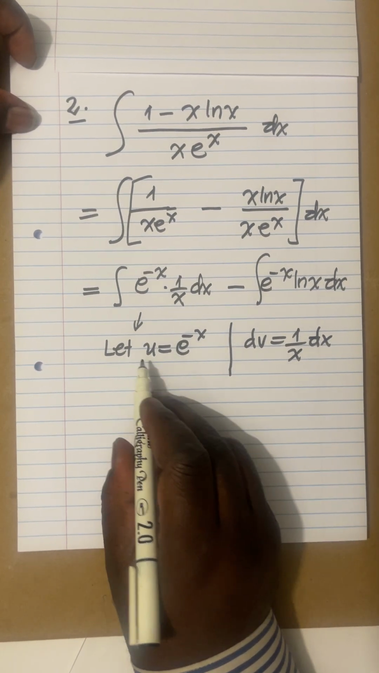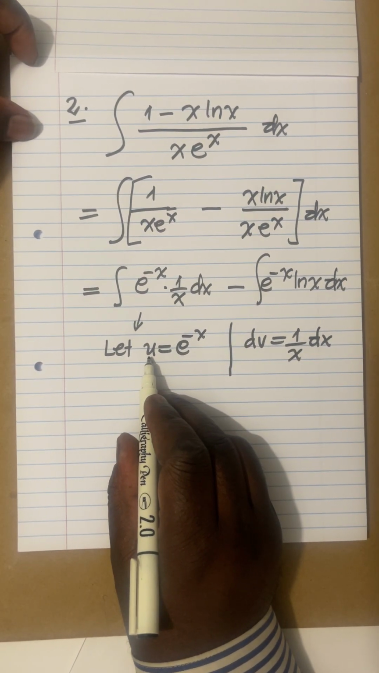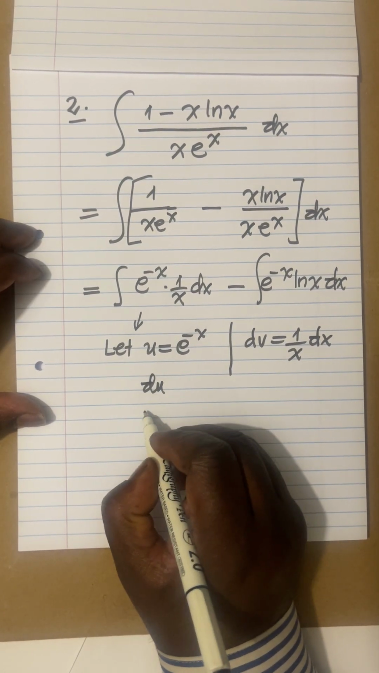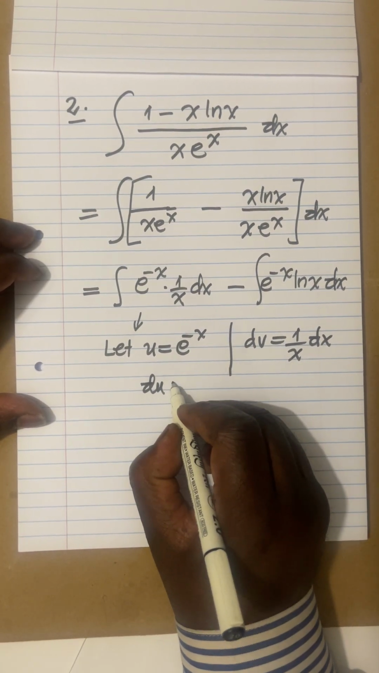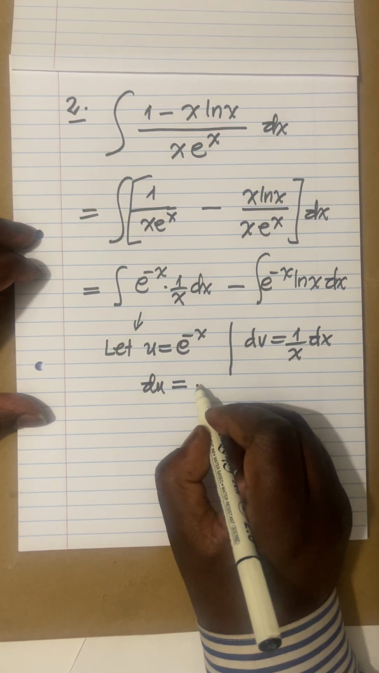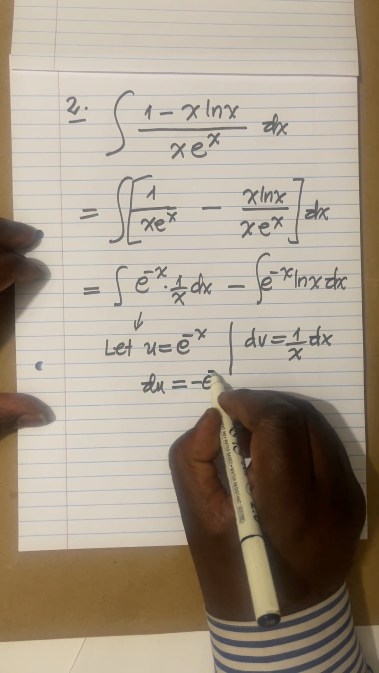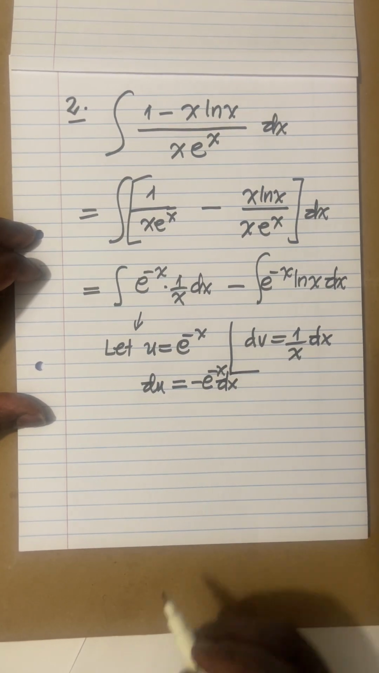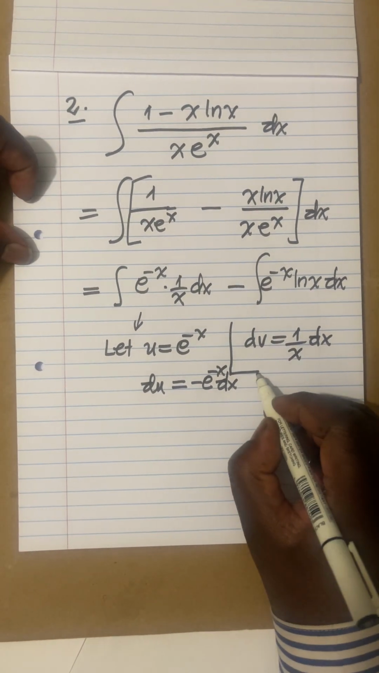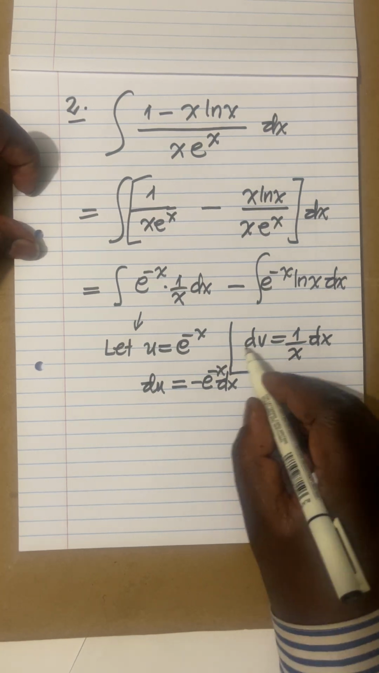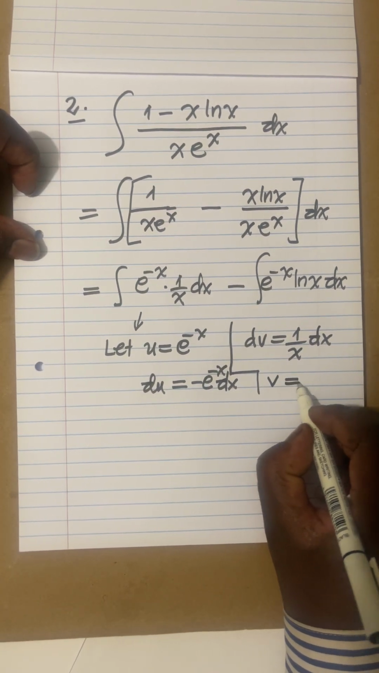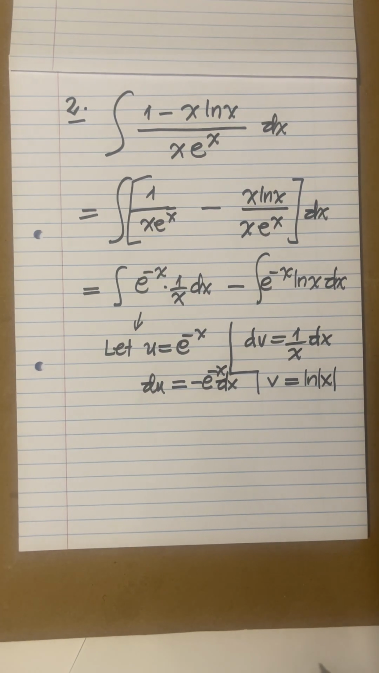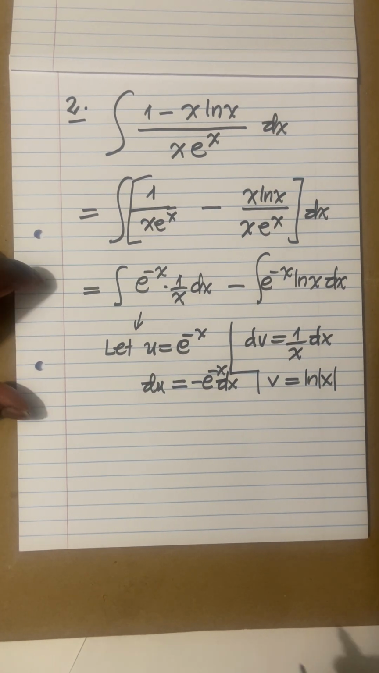Now, differentiating u with respect to x, you'll agree that du dx equals minus e to the minus x. So I can take the dx to the other side: du equals minus e to the minus x dx. And obviously, if you integrate both sides here, you're going to find v equals the natural log of x. We've shown you a couple of times that this is what you get. Right, let's go to our formula now.